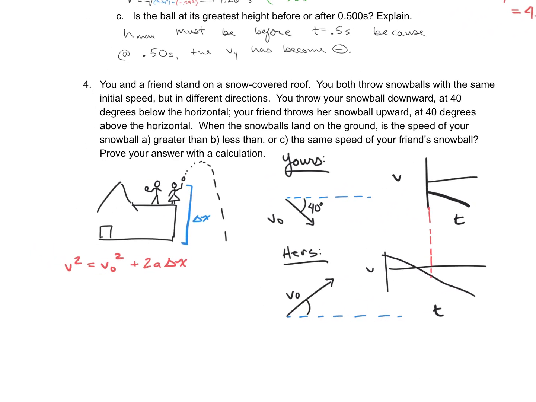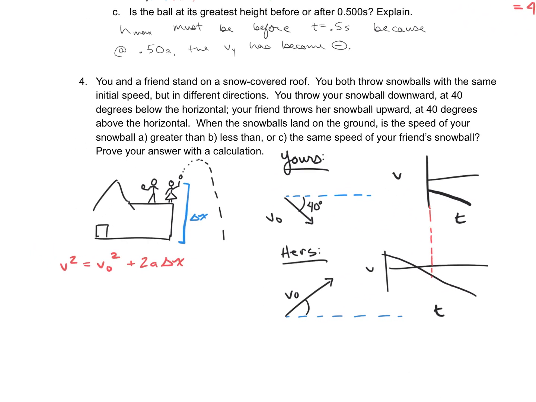All right, the last question from this problem set imagines you and a friend standing on a roof, and you each have a snowball, and you throw them with the same speed, but one goes up and one goes down. So if this is you and you throw yours straight down, your velocity graph would look like this. The initial velocity is negative because it's towards the ground, and then it accelerates after it leaves your hand. So the velocity does change, and the way it changes is due to the acceleration of gravity.